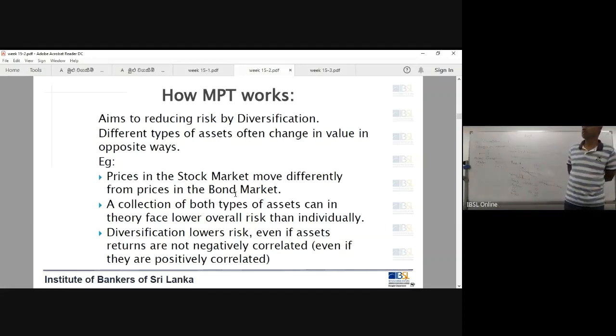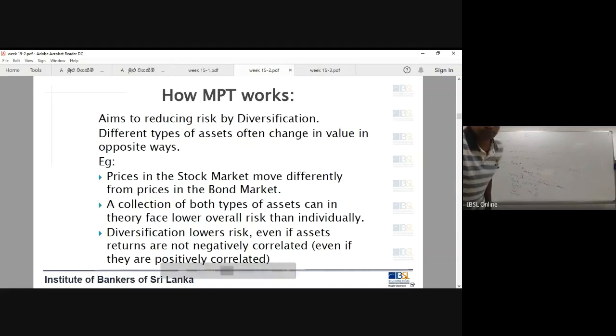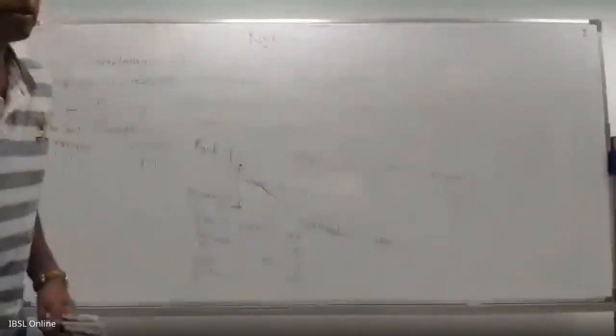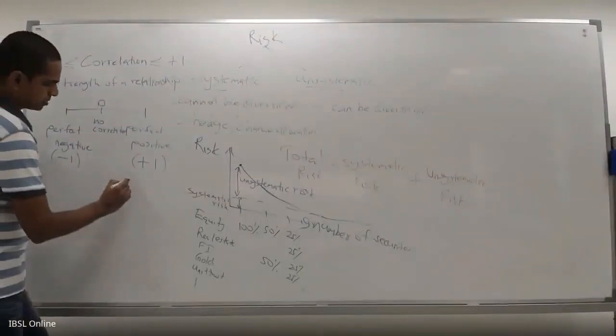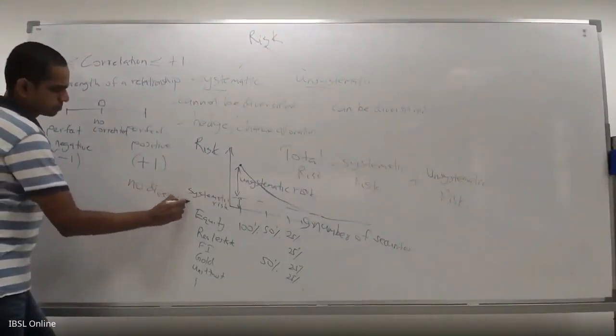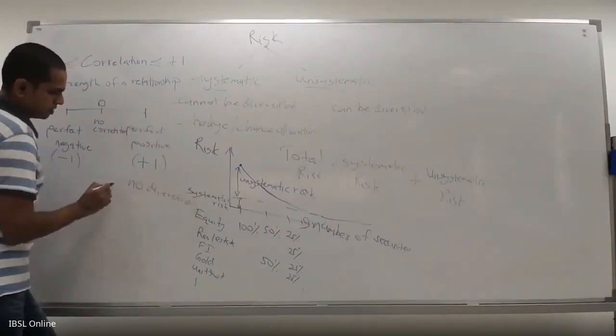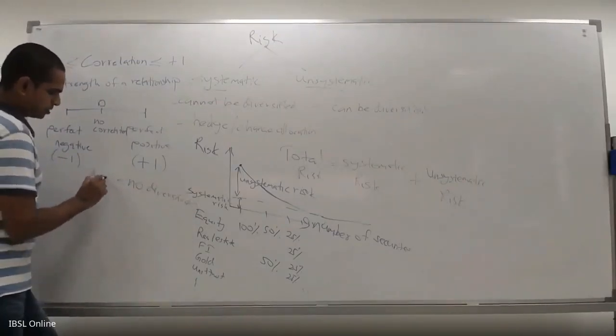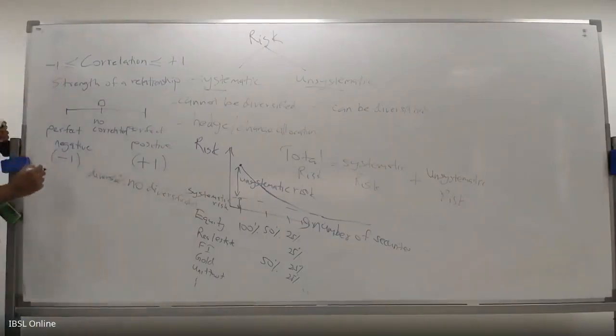Okay, so that is how diversification works. Anything less than perfect positive should give you diversification. So perfect positive correlation, remember, will not give you diversification. Perfect positive, there is no diversification. Anything less than this will give you diversification. Perfect negative gives maximum diversification.